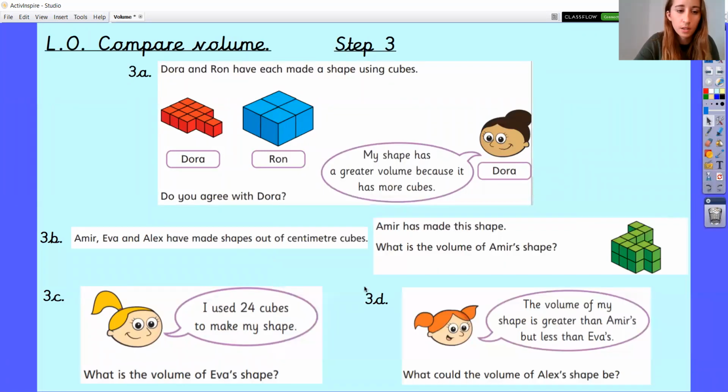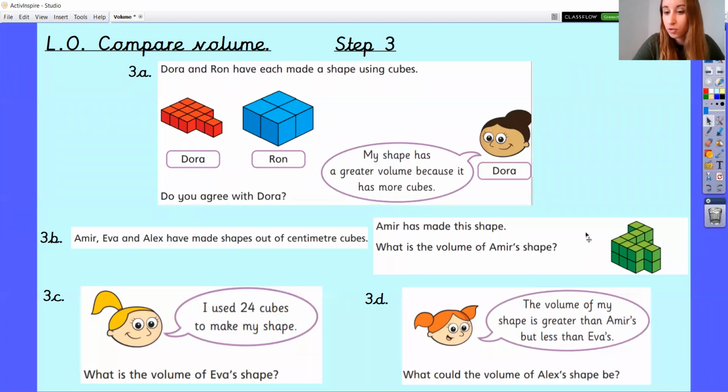3B, we've got a different gang of people. We've got Amir, Eva, and Alex, and they've made shapes out of centimetre cubes. Now, Amir's shape, they've shown you a picture of. What is the volume of Amir's shape? So you need to do some thinking about any cubes that you can't see, okay? It's made of centimetre cubes, so you can write your answer in centimetres cubed.